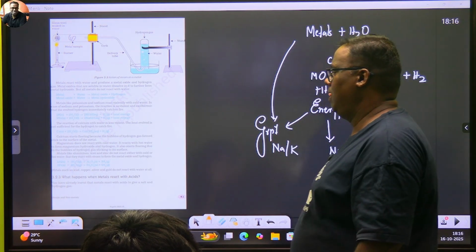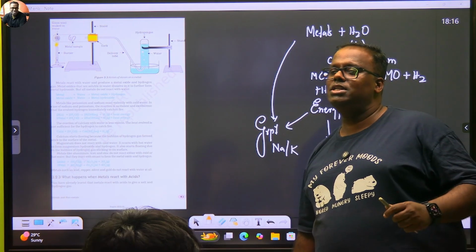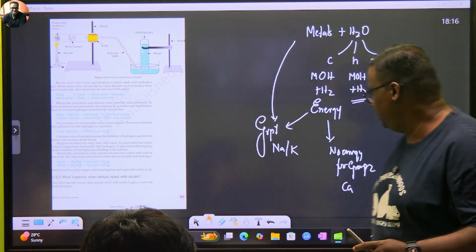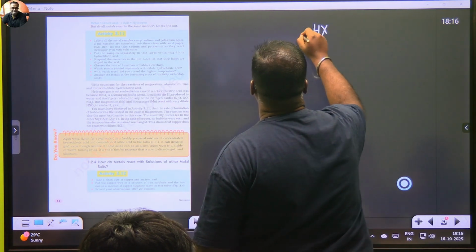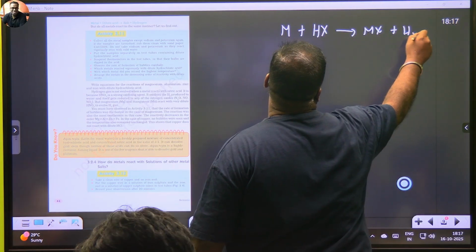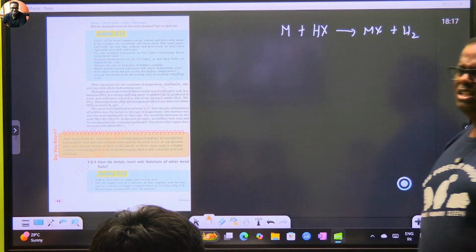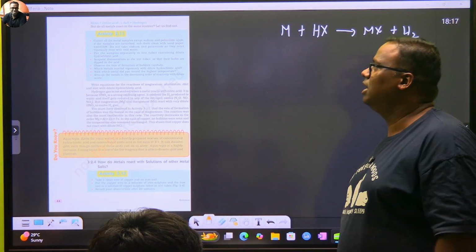It will happen. Metals with acid. Come on, tell me. Metal reacts with acid to form metal salt and release hydrogen gas. An acid can always be represented as HX. It reacts with a metal to form MX and releases hydrogen gas. This we also saw in acids, bases, and salts. So it's a combo question that can come.